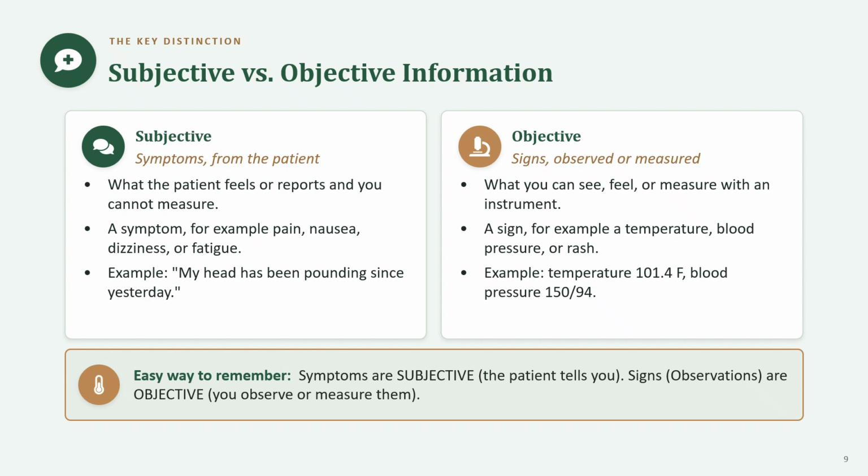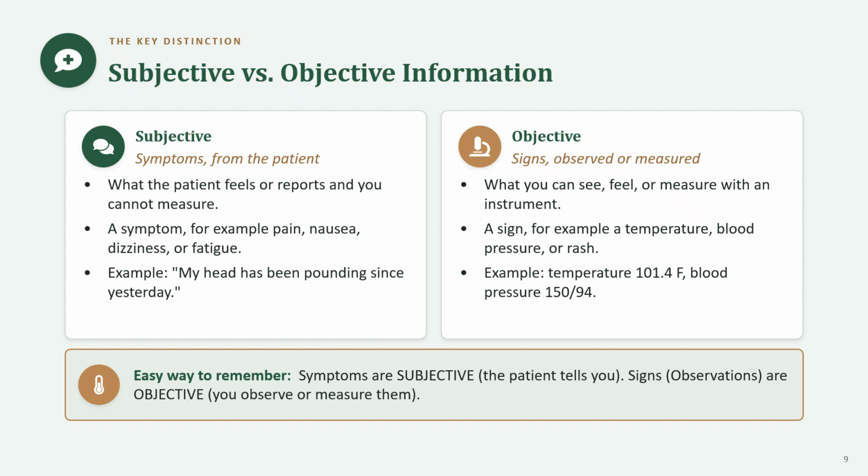Subjective and objective information is a distinction students miss most, so let's nail it down now. Subjective information is what the patient feels or reports, and the key is that you cannot measure it directly. You rely on the patient's description. These are symptoms like pain, nausea, dizziness, or fatigue. If the patient says, "My head has been pounding since yesterday," this is subjective because only the patient can feel it and describe it. It will go under the S in SOAP.